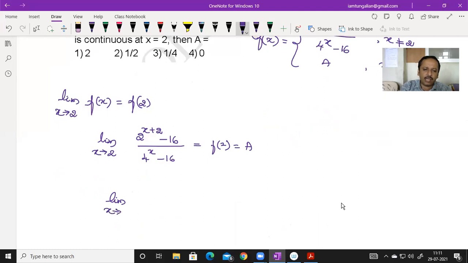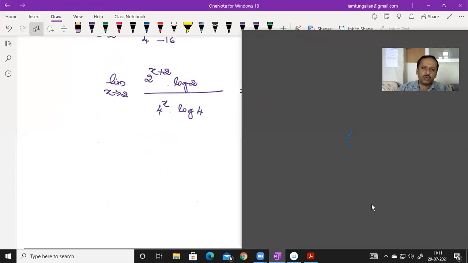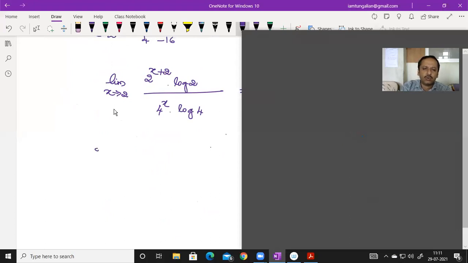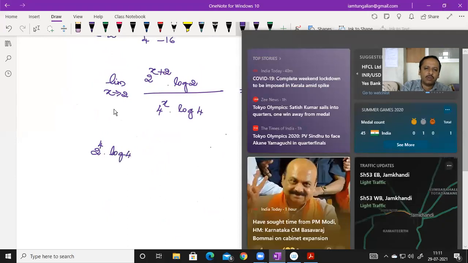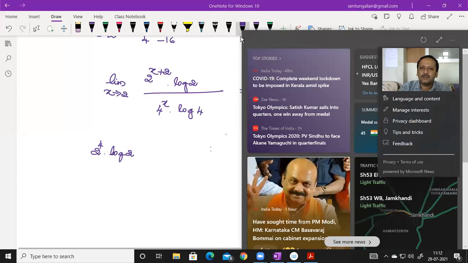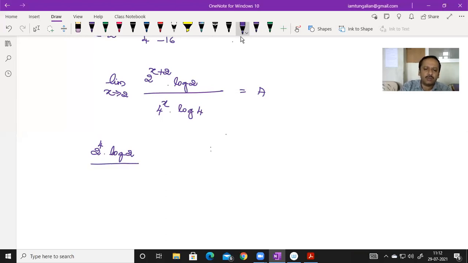0 by 0, therefore I will use L'Hospital's rule. The derivative of 2^(x+2) is 2^(x+2) into log 2, divided by the derivative of 4^x minus 16, where 16 has derivative 0, and the derivative of 4^x is 4^x into log 4. This is equal to a. Now apply the limit as x tends to 2: 2^(2+2), that is 2^4, into log 2, divided by, putting x = 2, 4^2 into log 4.